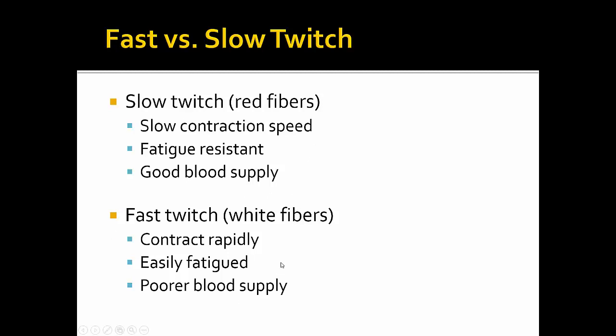Whereas fast twitch muscles contract rapidly, they're easily fatigued, and they have a poorer blood supply, making them white fibers. So these are the muscles that you want in a sprinter or a weightlifter. Fast twitch, rapid contraction, very forceful.